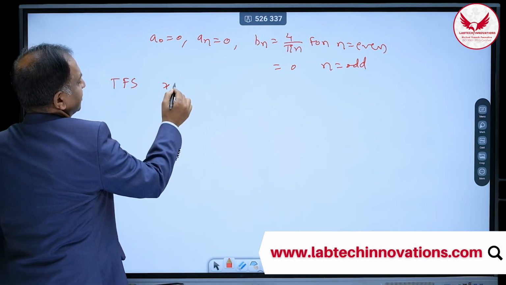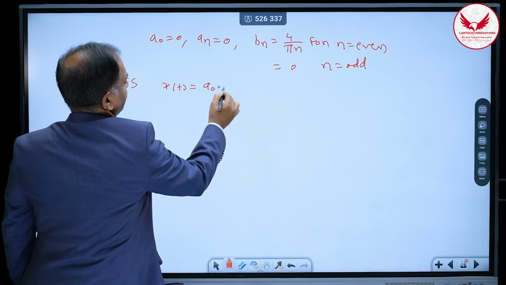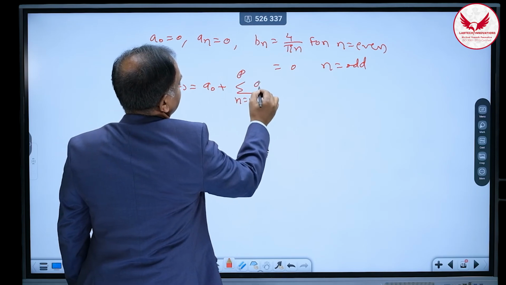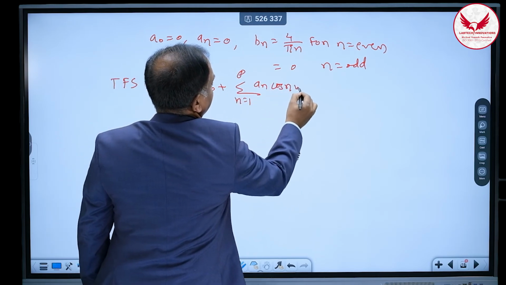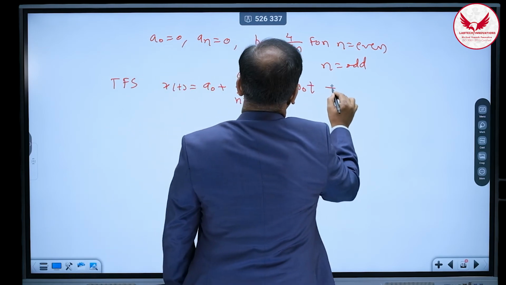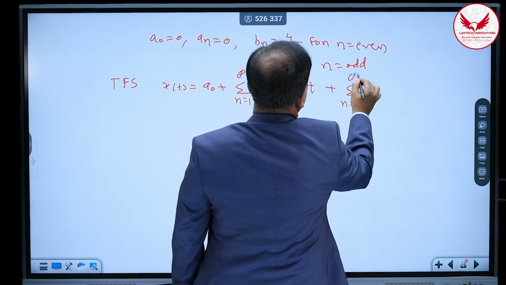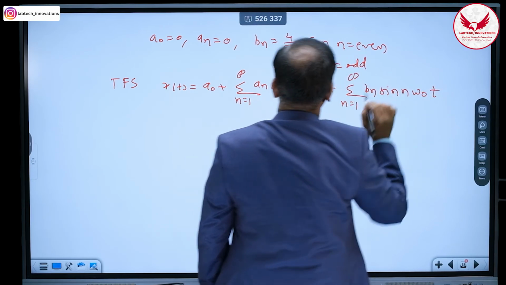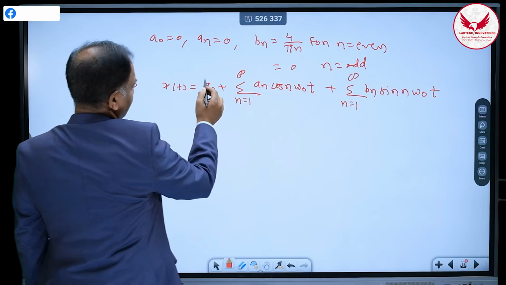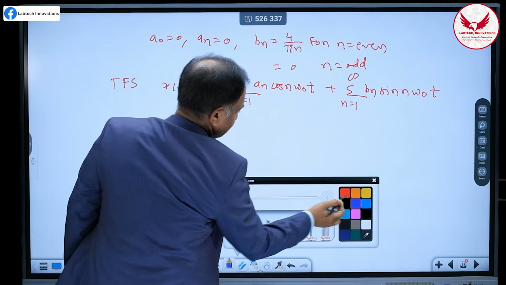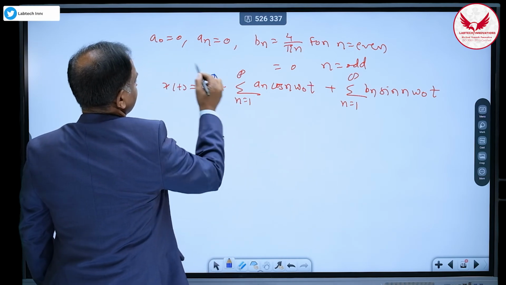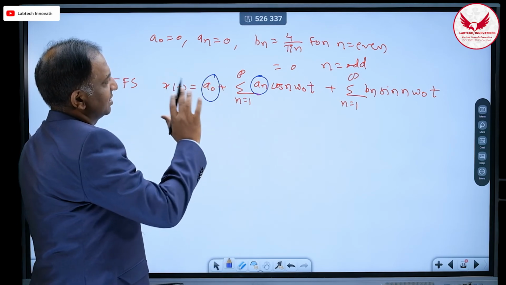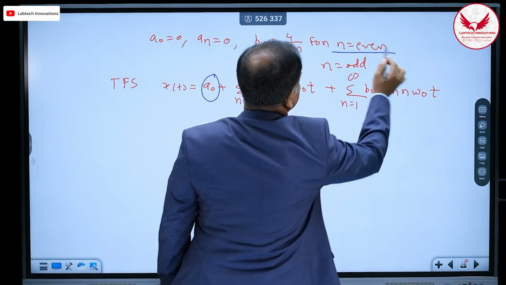We know that x of t is equal to a0 plus summation n is equal to 1 to infinity an cos of n omega 0 t plus summation n is equal to 1 to infinity bn sin n omega 0 t. We know the value of a0 is 0, so this is zero, and an is also 0, only the bn term exists, and bn again exists only for n is equal to odd.